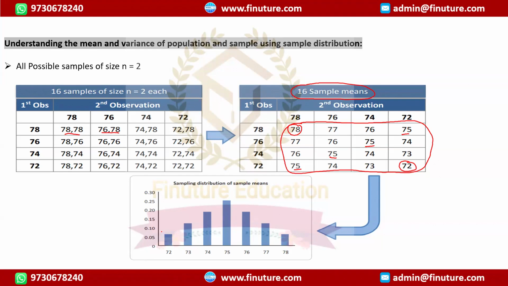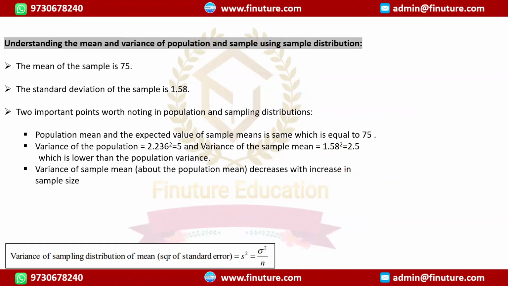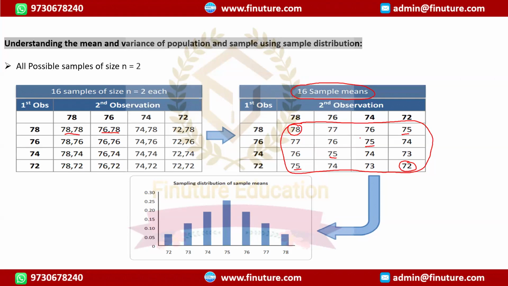16, 6 are 96, so around 6%, approximately. Likewise, you can calculate the probability distribution of the sample means. So now let's try relating what we got for population and sample. The mean of the sample is also 75. If you just sum it up and divide it by 16, you will get 75. You can give a try.